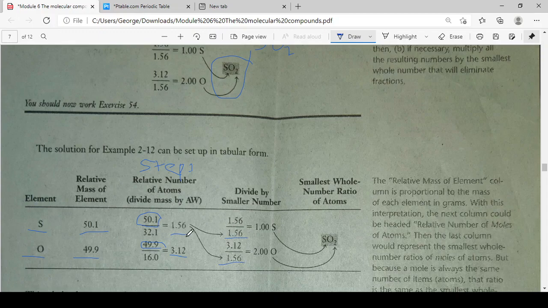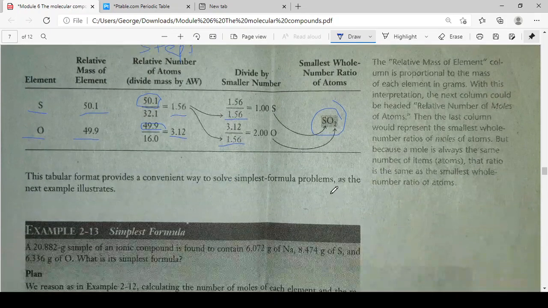Divide it by its relative number of atoms above, and you will have your final answer. Your 1 sulfur and your 2.00 oxygen. SO2 will be your simplest formula, or your empirical formula. So that is how our simplest formula works.